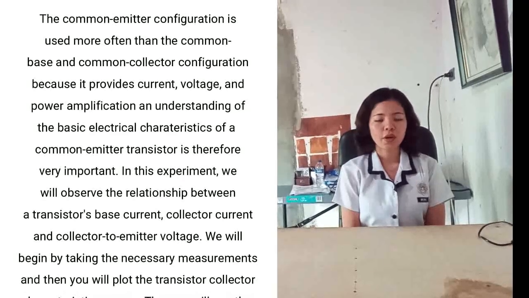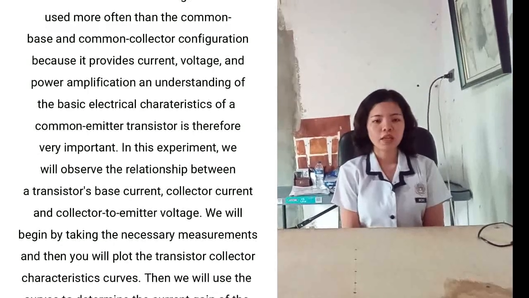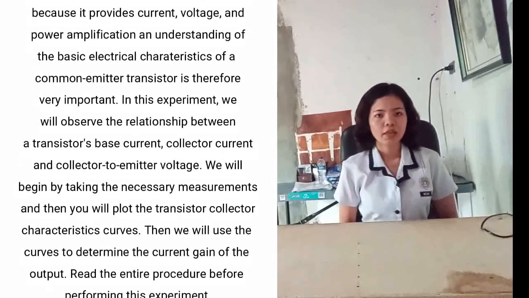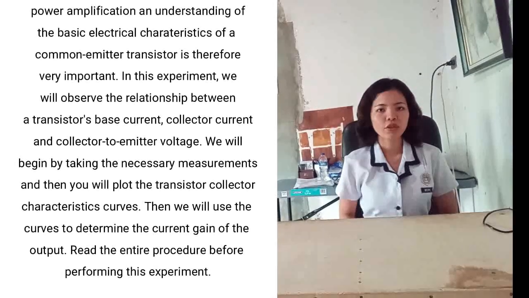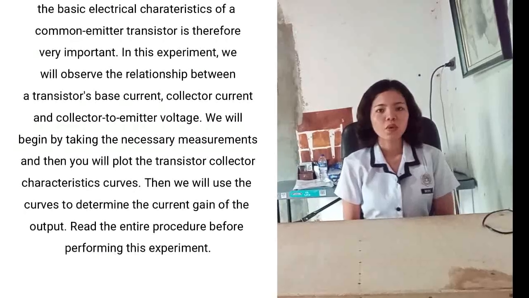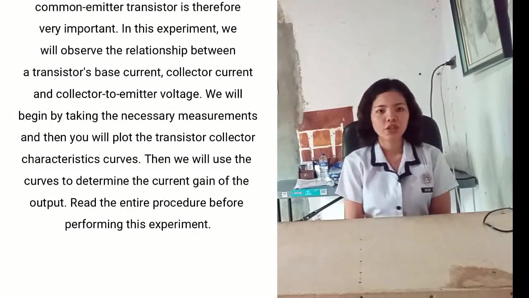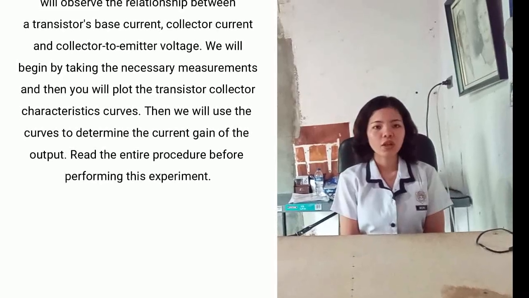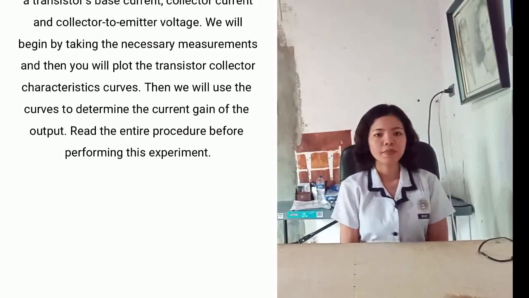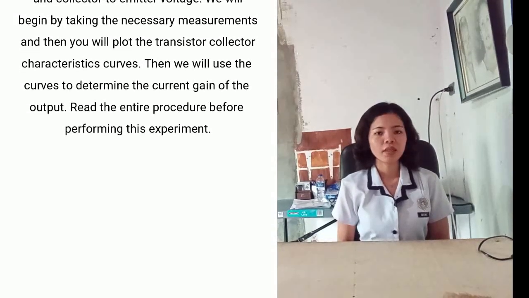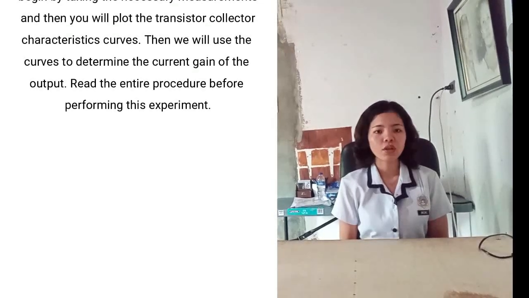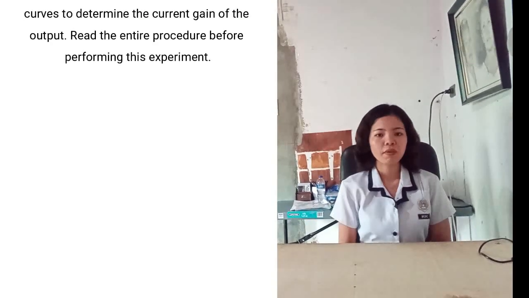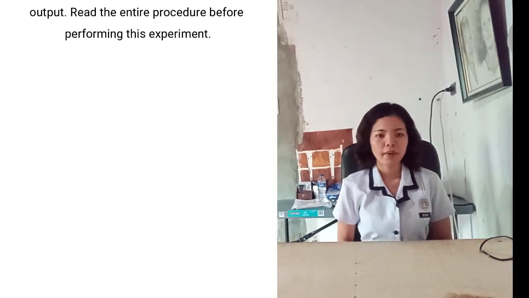In this experiment, we will observe the relationship between a transistor's base current, collector current, and collector to emitter voltage. We will begin by taking the necessary measurements and then we will plot the transistor collector characteristics curve. Then we will use the curves to determine the current gain of the output. Read the entire procedure before performing this experiment.